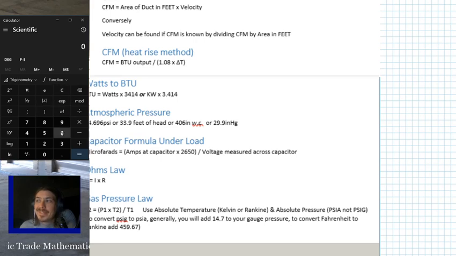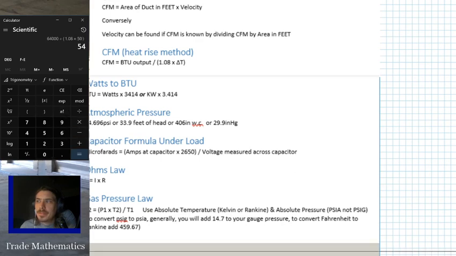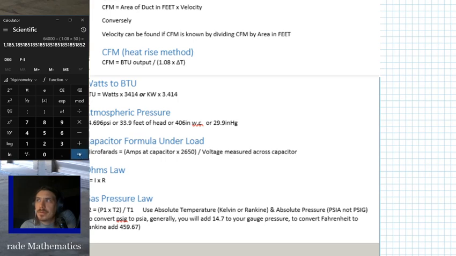Clear that out. 64,000 divided by parentheses 1.08 times our 50-degree temp difference would be 54, right? Equals 1,185 CFM.